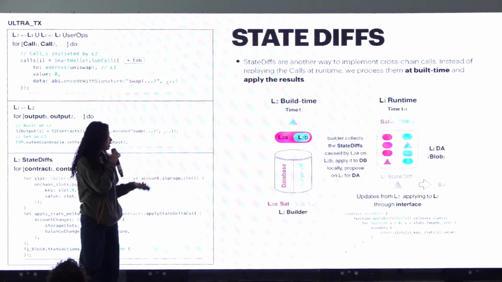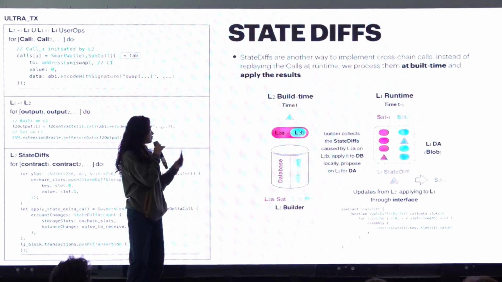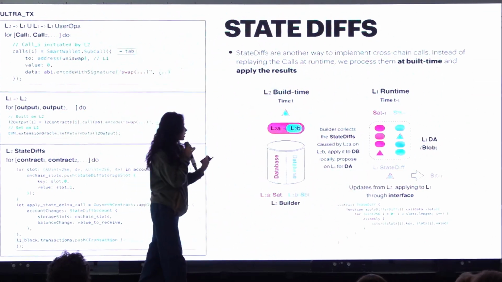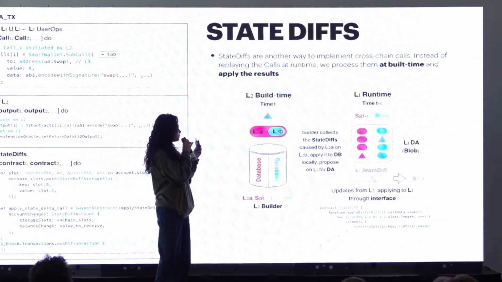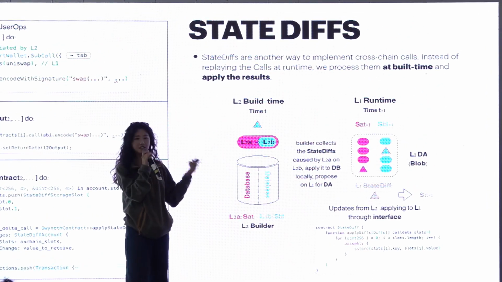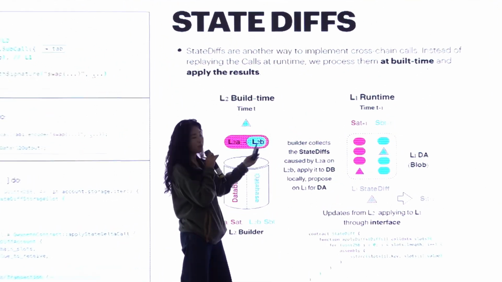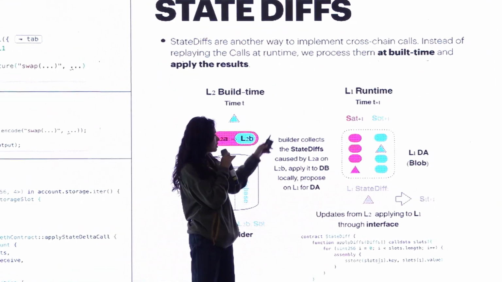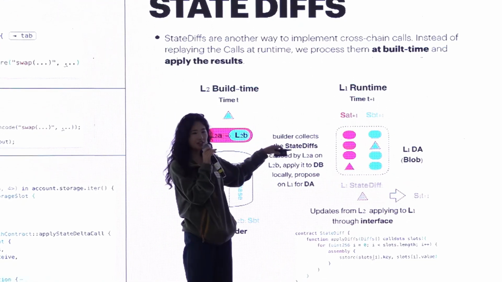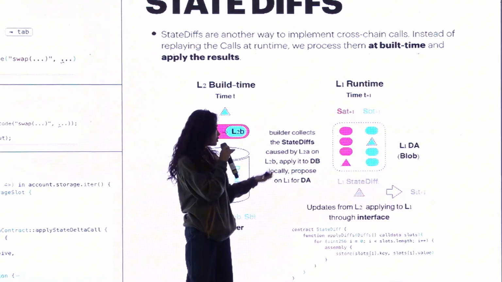Our current implementation for L2 instances is, if we have a transaction going from L2A to L2B, the builder will directly collect the state diff caused by A on B, directly apply it to the local DB, and also propose the state delta to DA. So this is what our blobs will look like on L1 DA. For different chains that we're sequencing, we'll have the transaction lists of the different chains and also the state diffs that are caused by the different chains to each other, right?